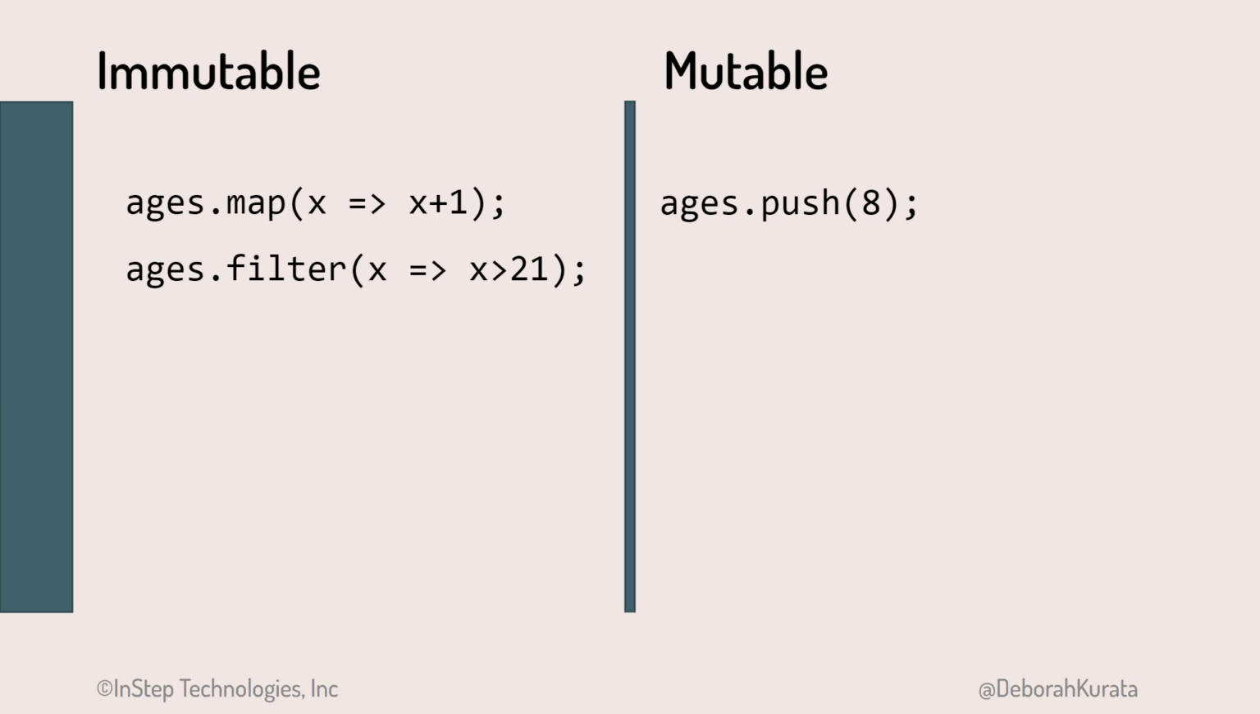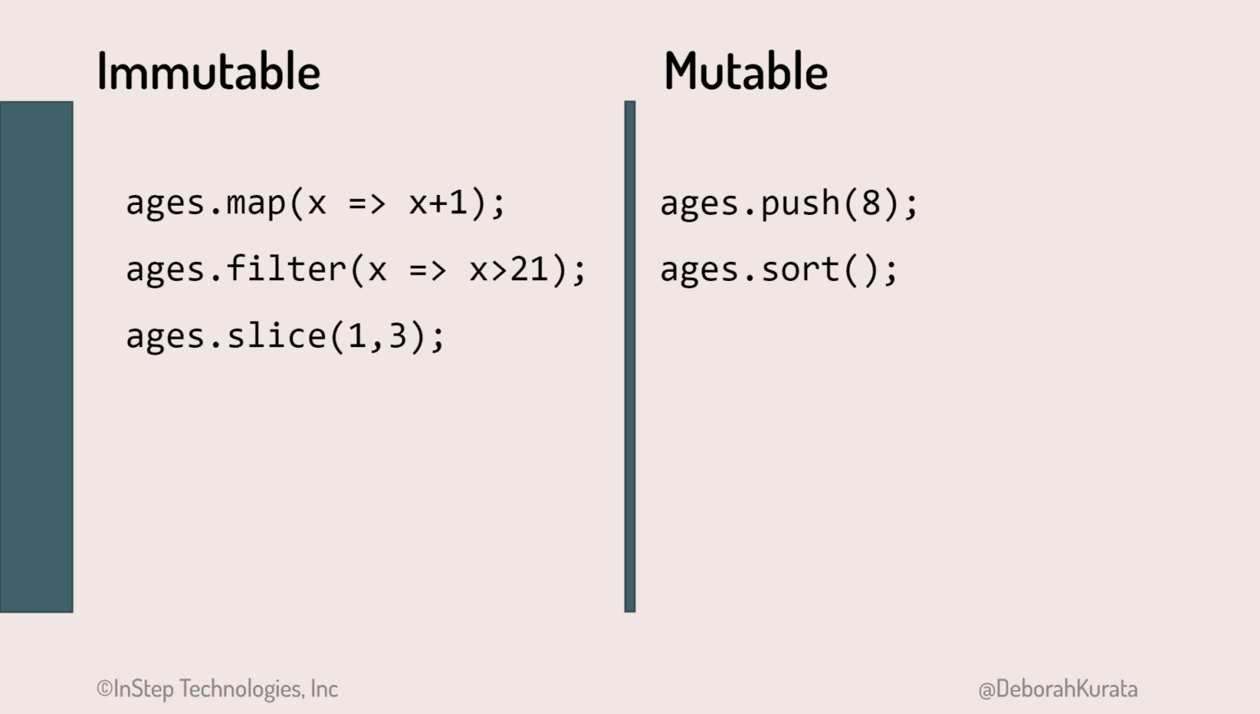Filter creates a new array with items matching the defined criteria. It leaves the original array unchanged. Sort sorts the array in place, thereby mutating the array. Slice creates a new array from a portion of an existing array.